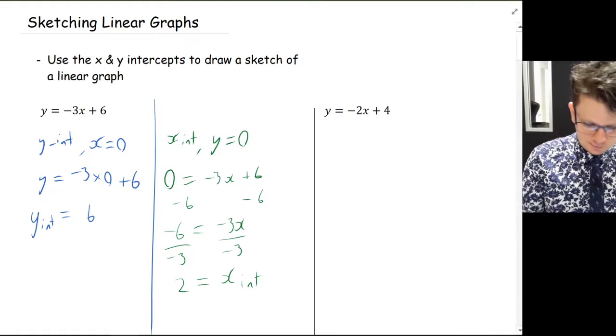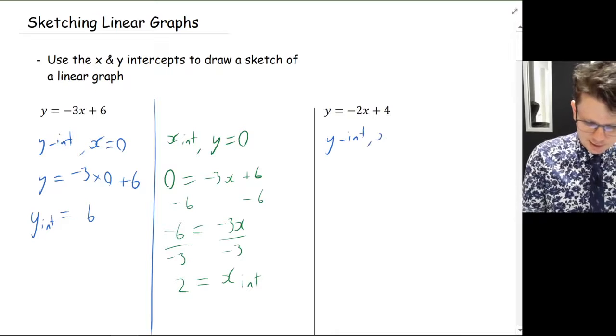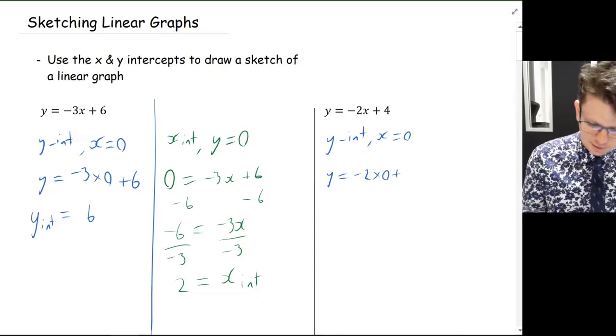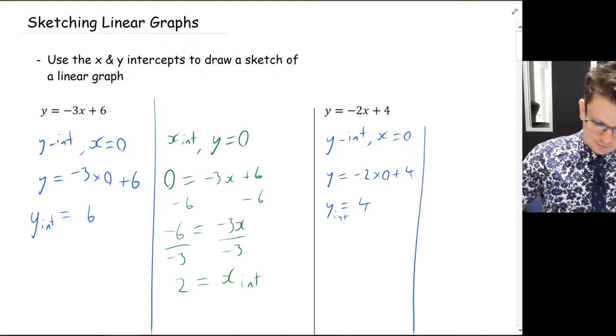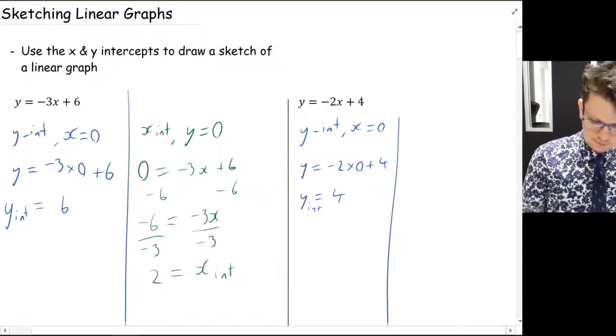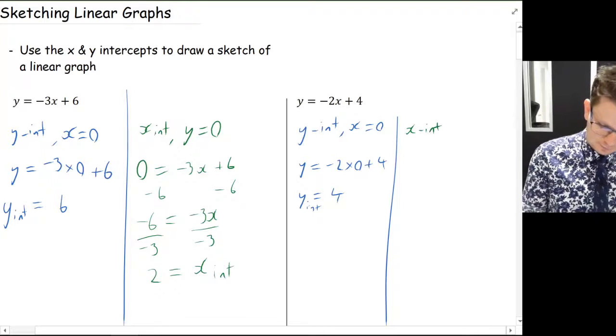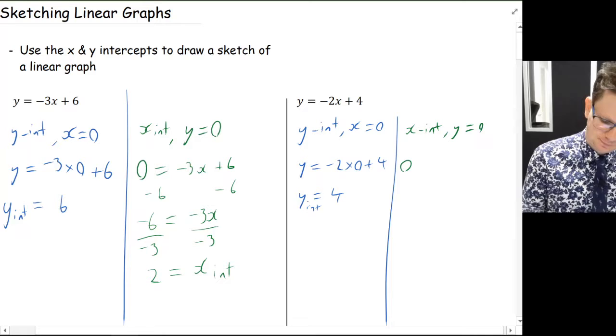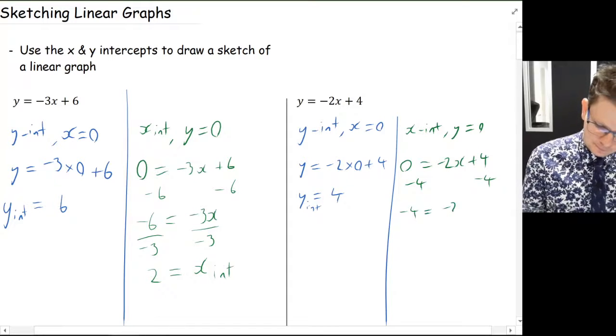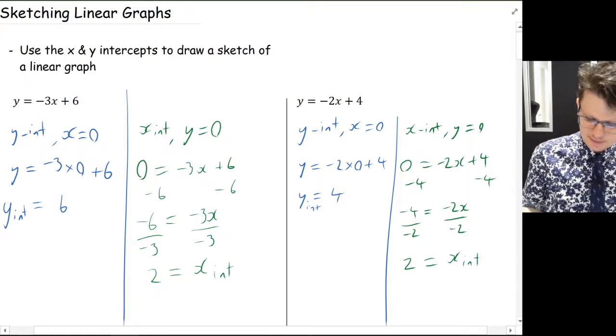Alrighty, so let's have a go through. So for the y-intercept, x equals 0, minus 2 times 0 plus 4, y is going to be equal to 4. That's my y-int. X-int, on the other hand, is going to be when y is equal to 0. Take 4 from both sides. Divide both sides by negative 2. And we get 2 is equal to x-intercept.